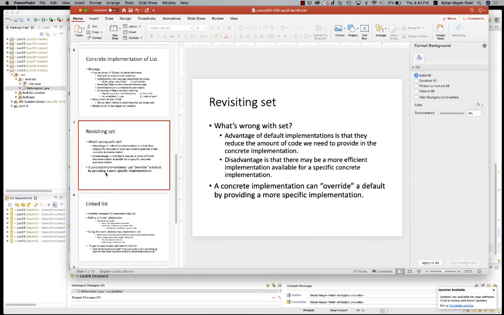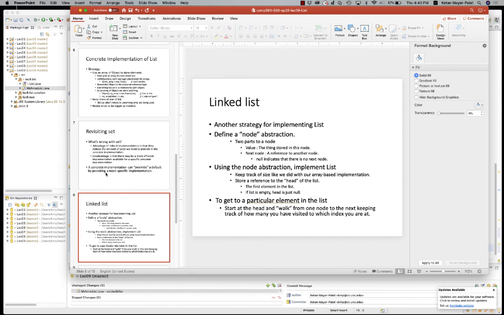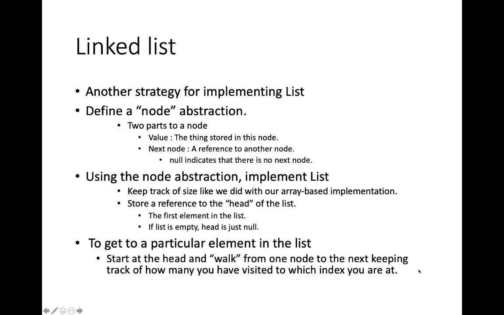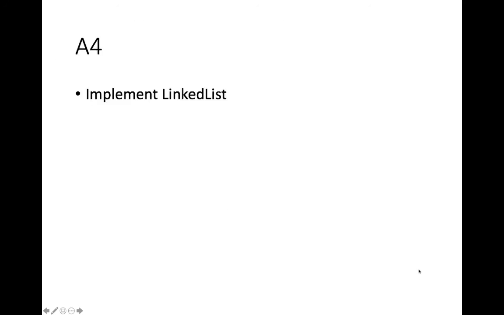All right. So linked list is a different strategy for implementing lists. What it does is define what you can think of as a node abstraction. A node has two parts: the value at the node and then a pointer to the next node. And so a linked list looks more like this.